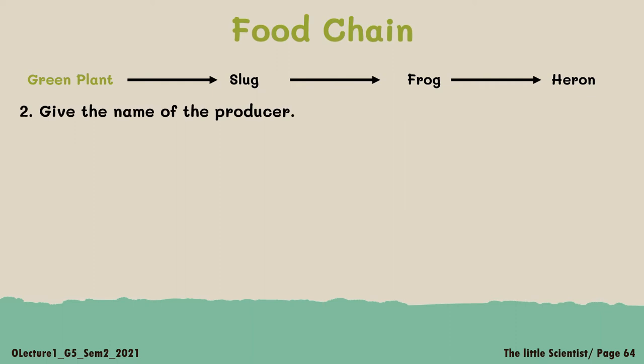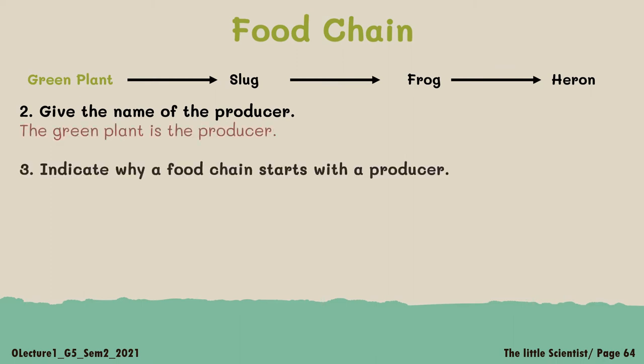What's the name of the producer in this food chain? The green plant is the producer. Why do food chains start with a producer? Okay, let's think about it. Can green plants get the food they need or the energy they need from other organisms? Do they consume? Do they take energy or food from other organisms?